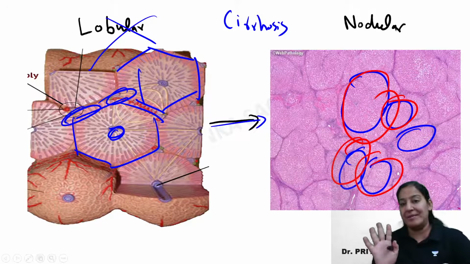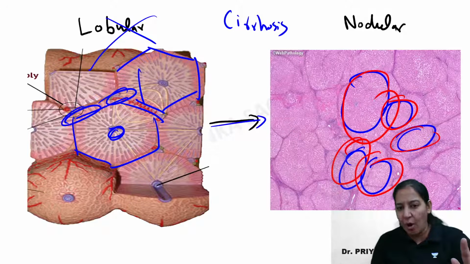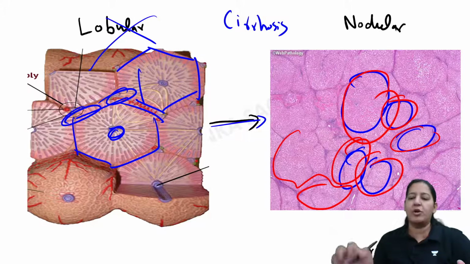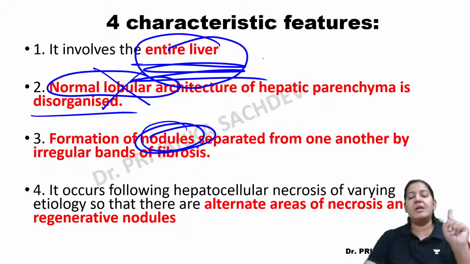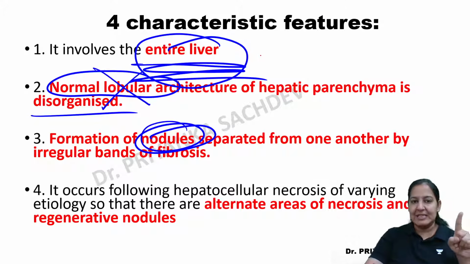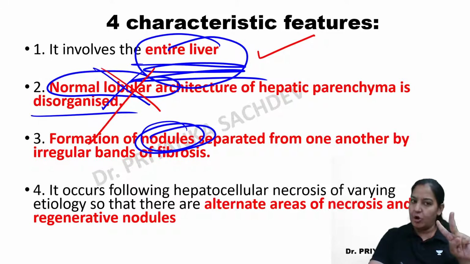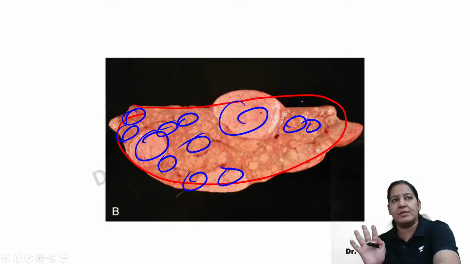So fibrous septa must be formed. This is the fibrous septa. Can you see all these are fibrous septa which are separating the nodules from each other? So what is the definition? Cirrhosis is a disease which involves the entire liver. Normal lobular architecture is gone and nodular architecture will come. So that is the definition of cirrhosis, right?